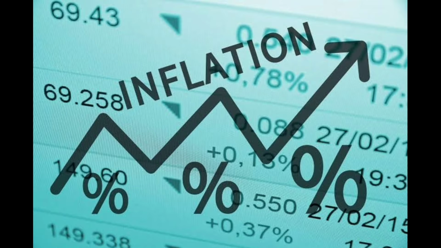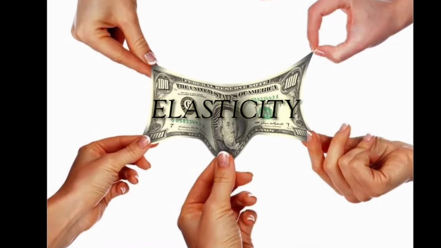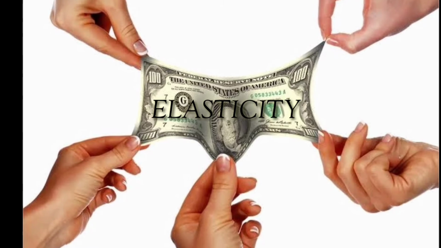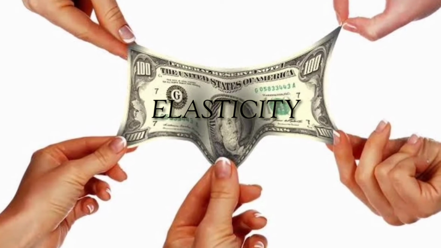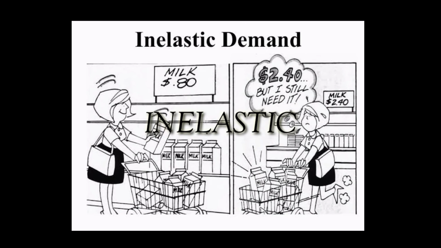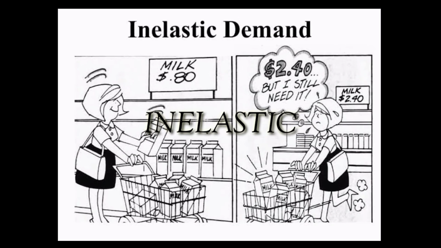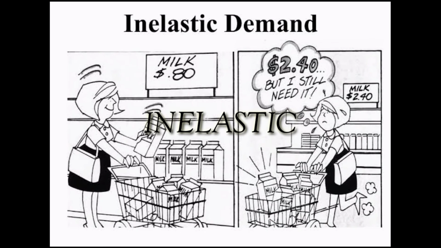Inflation: it's the rise in the general level of prices, where a unit of currency effectively buys less than it did in prior periods. Elasticity is an economic measure of how sensitive an economic factor is to another. Inelastic: something is inelastic when its price doesn't vary with the price of another item.